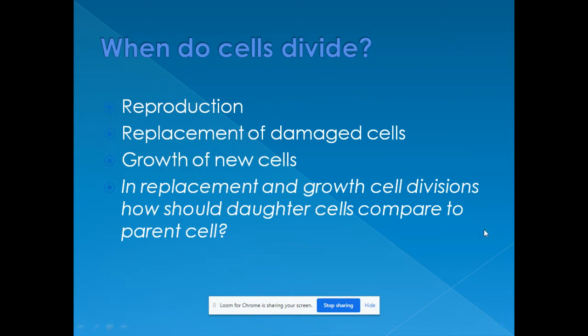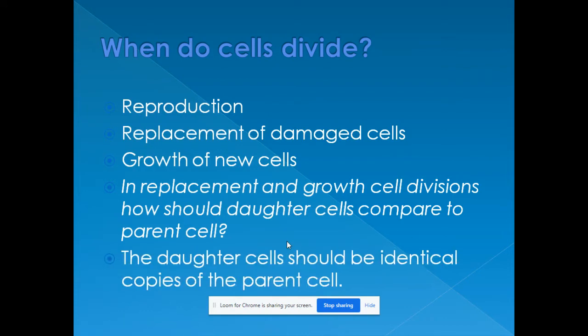So that's why I go back to the idea of reproduction. That's why when you make new cells, we are still able to have the same tissues with the same organs, all of them working with the same function. In replacement of damaged cells, for different reasons we are constantly killing old cells and we have to replace them. And of course, individuals need to grow. In replacement and growth cell divisions, how should daughter cells compare to the parent cell? They basically need to be identical. The daughter cells should be identical copies of the parent cell.